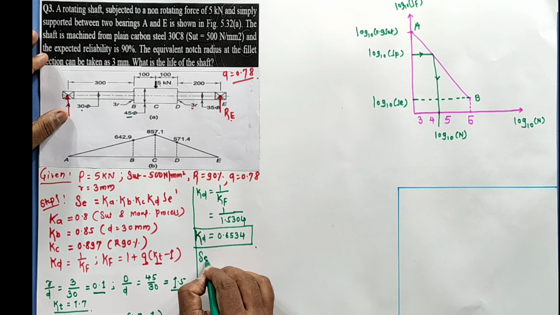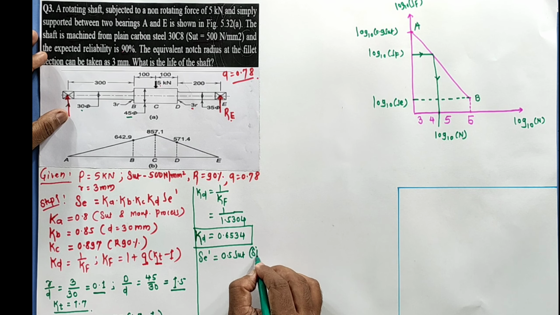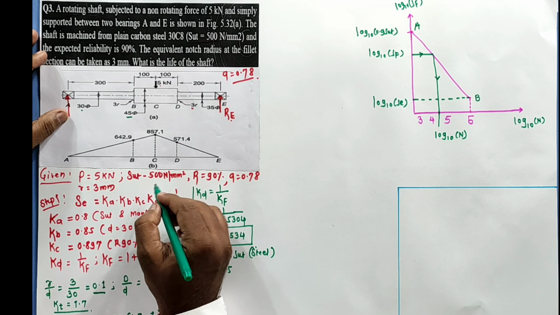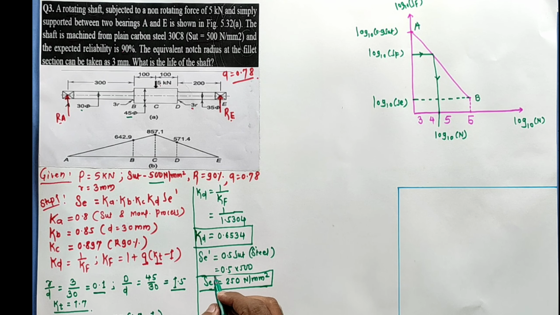So likewise we have calculated. Now the rest remaining is SE dash. Though it is material of steel, 0.5 SUT for steel. So 0.5 SUT is how much? SUT is 500, so it is 250 Newton per mm square. Clear? This will be the SE. This will be the first part through which we have got the SE. Now it's our process to start one by one the things which are required.